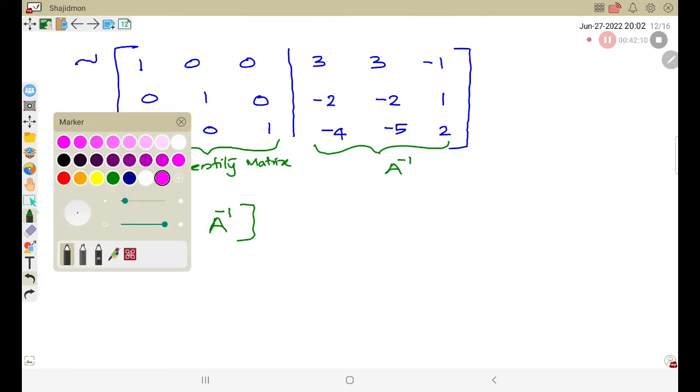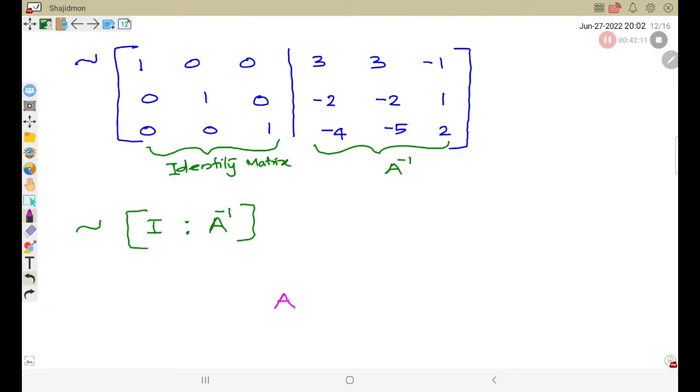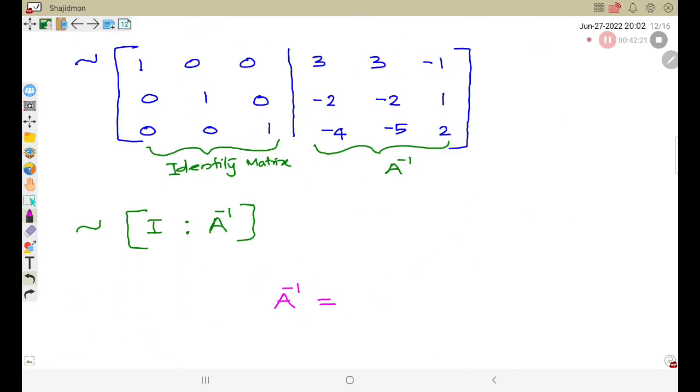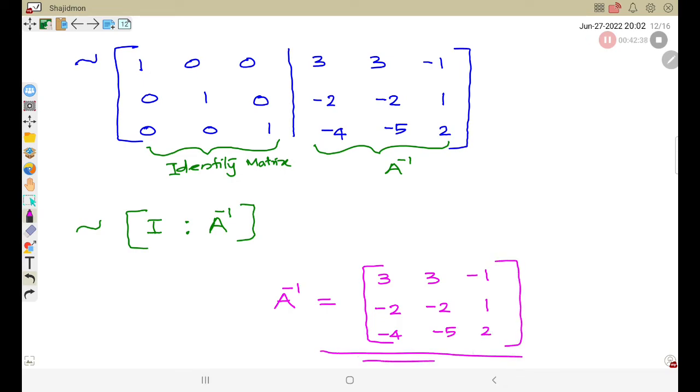Now we will write the answer in the last step. What is the A inverse matrix? Because our question is to find A inverse, correct? Our question is to find A inverse of the following matrix. What is the inverse matrix? Now we can write, only the second part: 3, 3, minus 1, minus 2, minus 2, 1, minus 4, minus 5 and 2. This matrix we are calling the inverse of that A matrix, a 3 by 3 matrix.